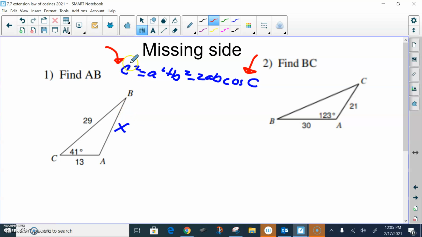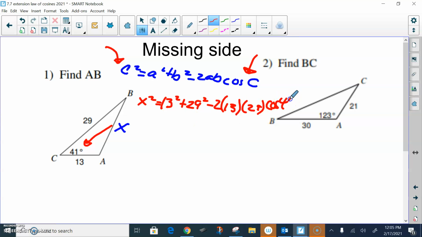So again, my unknown is c squared, or in this case, we'll call it x squared. And then the other two sides, doesn't matter which is which, just like in the Pythagorean theorem, I'll say 13 squared plus 29 squared minus 2 times, and you repeat these two numbers, the a and the b. So in this case, it's 13 times 29. And then cosine, that's the angle across from the missing side. In this case, it's cosine of 41. So again, if you always remember your unknown is either this or this, you can't go wrong, okay? So you either start with the unknown or you finish with the unknown.